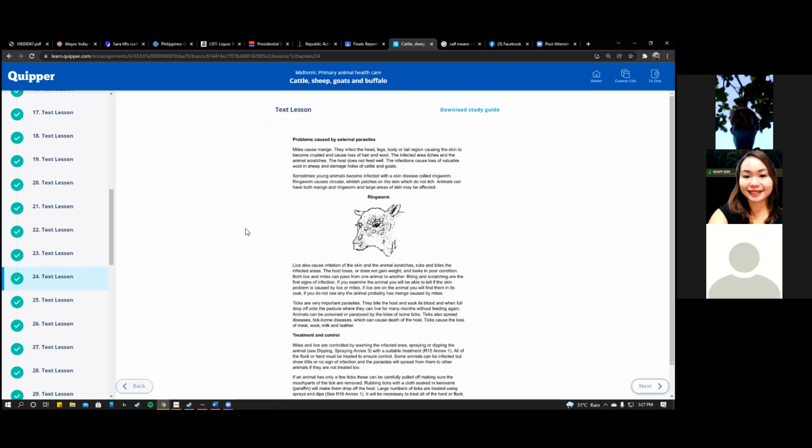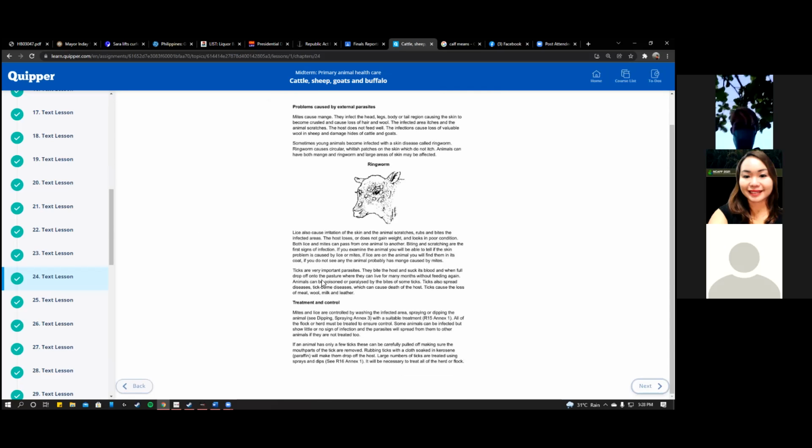Sometimes young animals become infected with a skin disease called ringworm. Ringworm causes circular patches on the skin which do not itch. Animals can have both mange and ringworm, and large areas of skin may be affected. So this is a sample picture of an animal infected with ringworm.